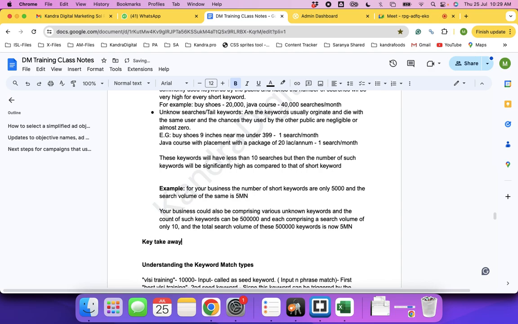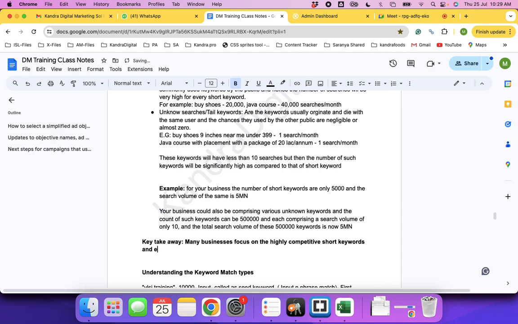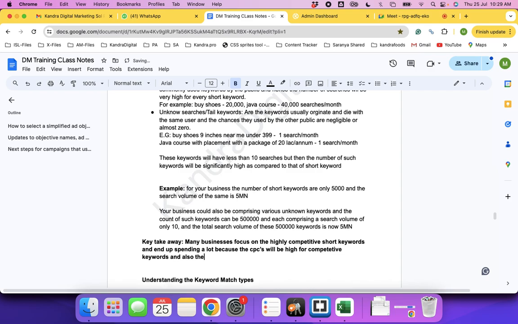Key takeaway: many businesses focus on the highly competitive short keywords and end up spending a lot because the CPCs will be high for competitive keywords, and also the conversion rates will be poor.